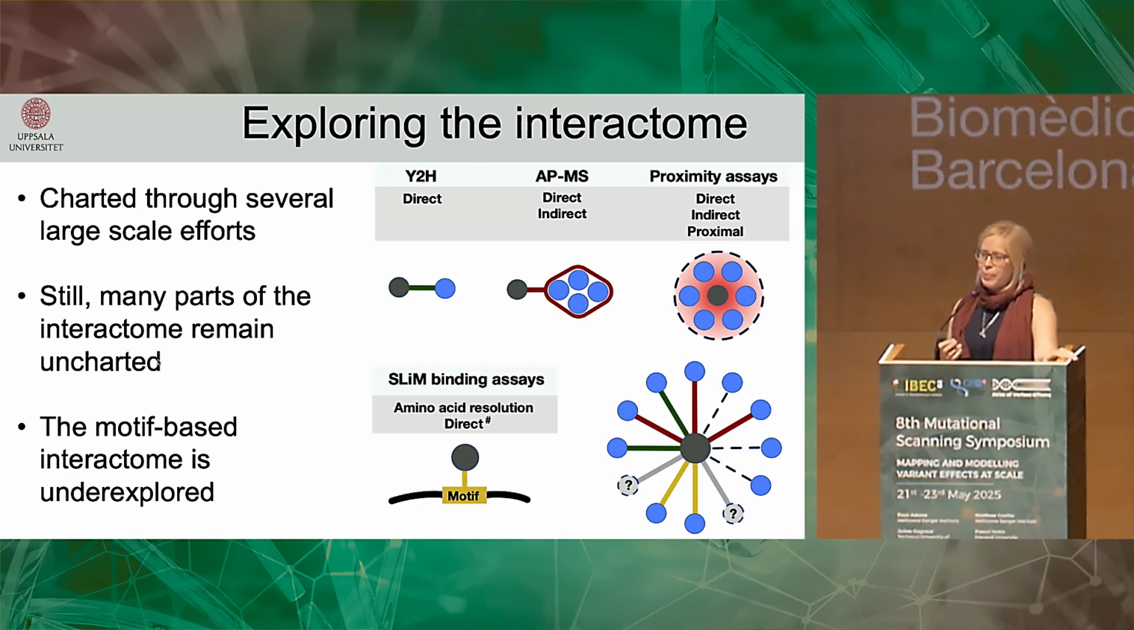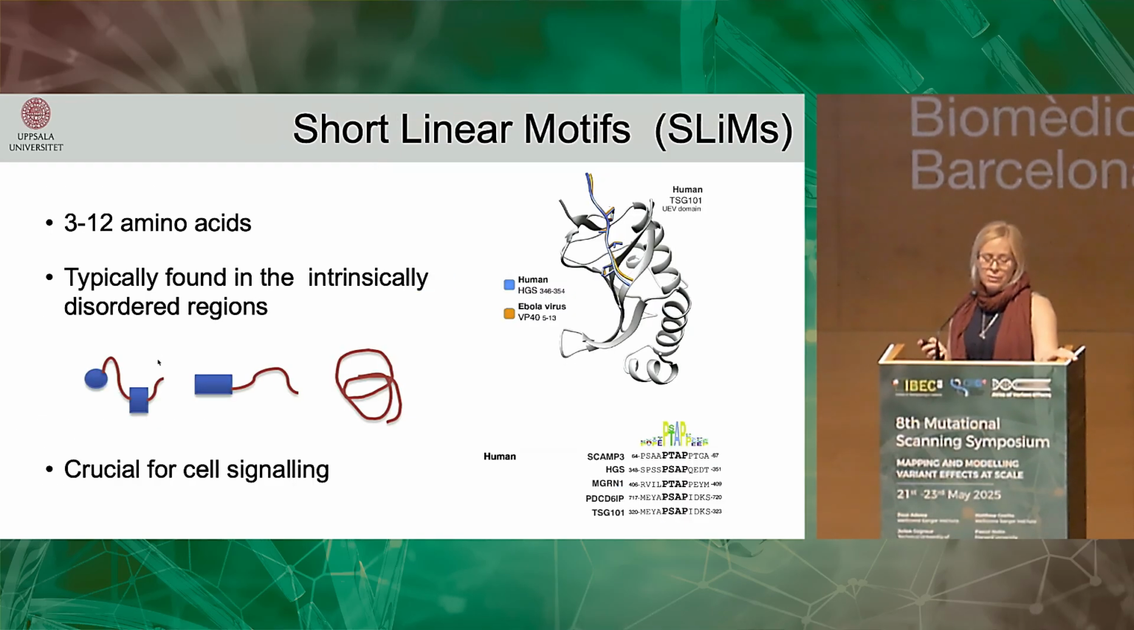And of course, as a motif propagandist here, I would say that the motif-based interactions are among the most uncharted. So what are these motif-based interactions, or short linear motif-based interactions? Well, they are essentially a couple of key residues that dock into a binding motif, a binding pocket. We can see here a PTAP motif, which is being bound by the UEV domain of TSG101. And as you can notice here, it is the same binding pocket that is binding both the human and the viral ligand. Now, these motifs are typically found in the intrinsically disordered or unstructured regions of the proteome, which are still a bit difficult to study.